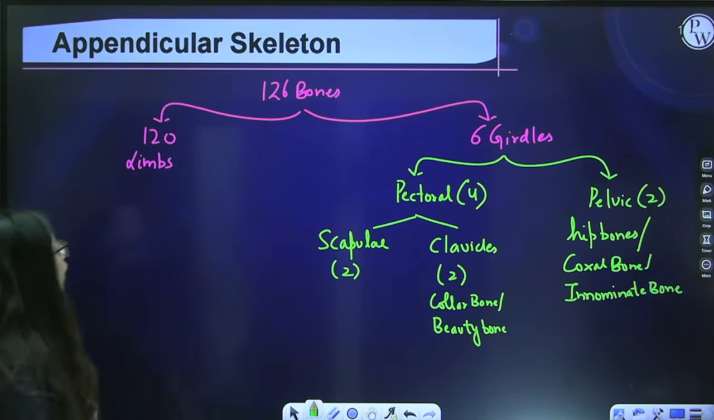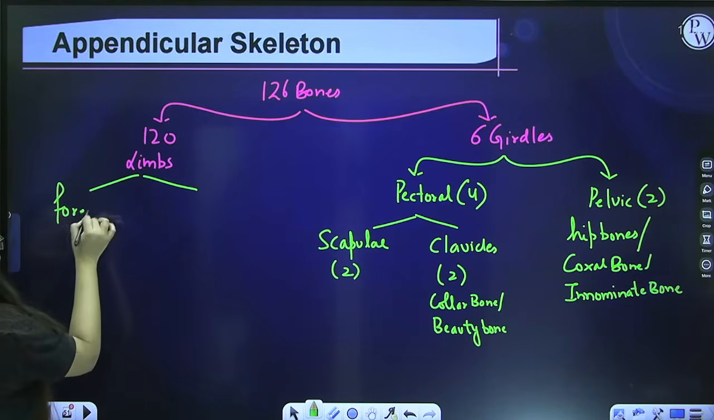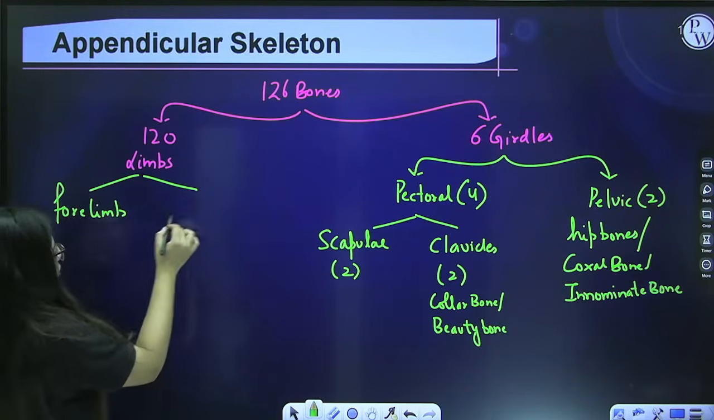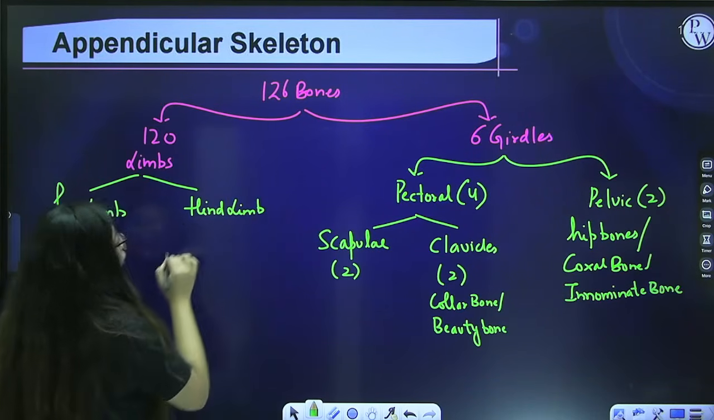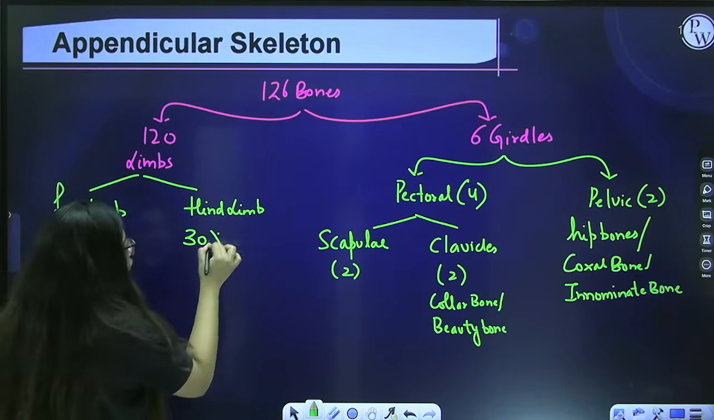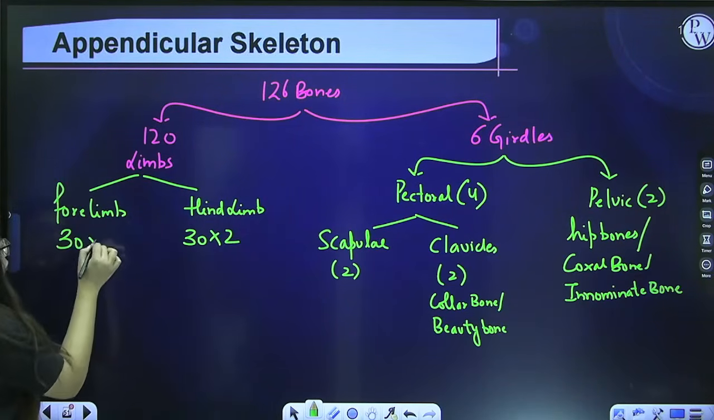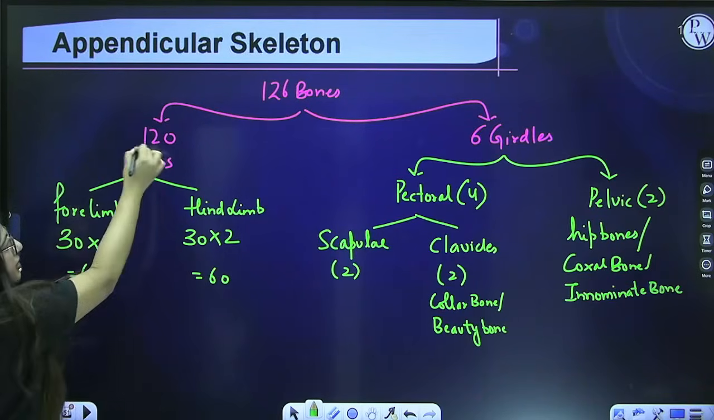All right. Now, what about limbs? We have 2 types of limbs: forelimbs, which are of the upper portion, and hind limbs, which are of the lower body. A total of 30 bones are present in one limb, and we have 2 hind limbs and 2 forelimbs. So this is 60, this is 60, 60 plus 60 is 120.